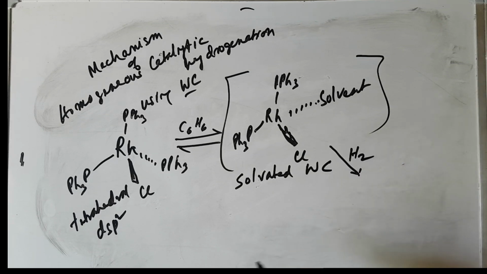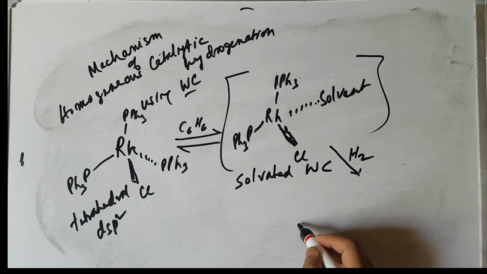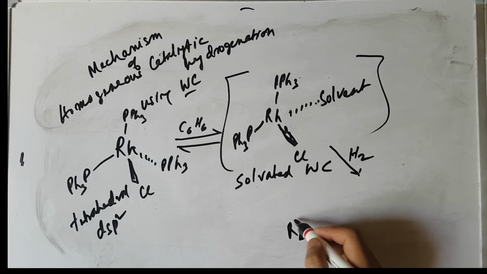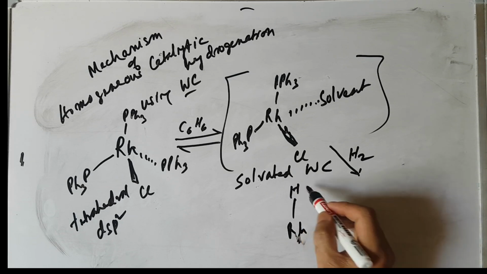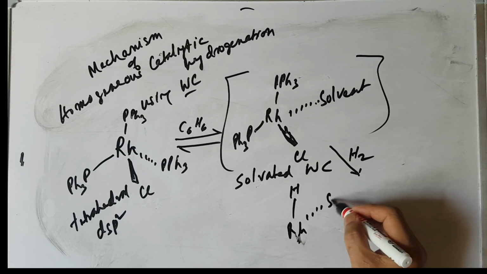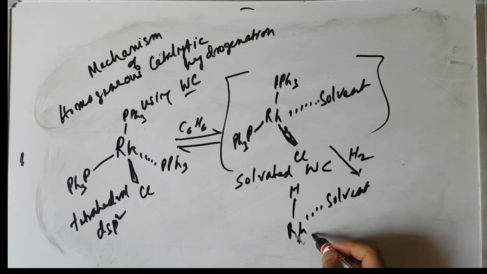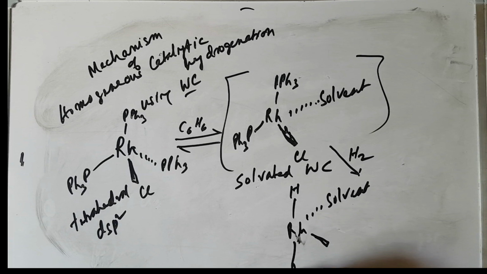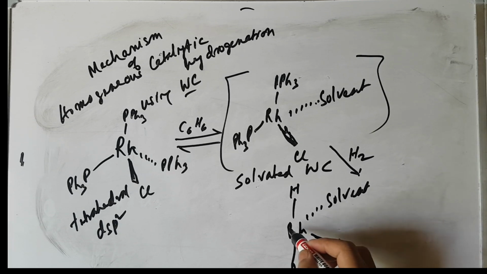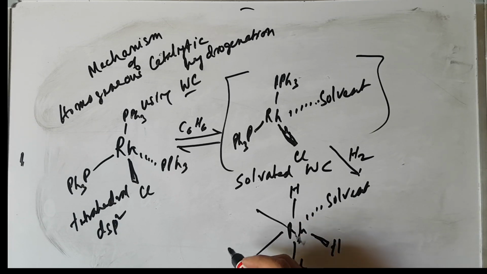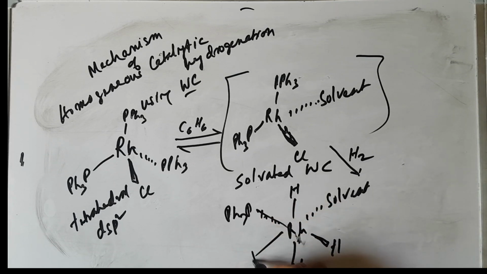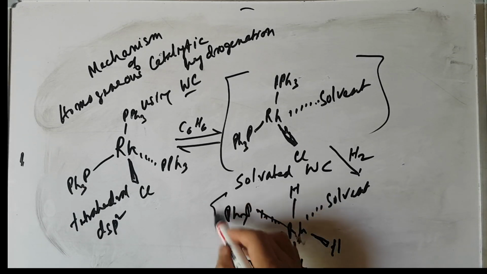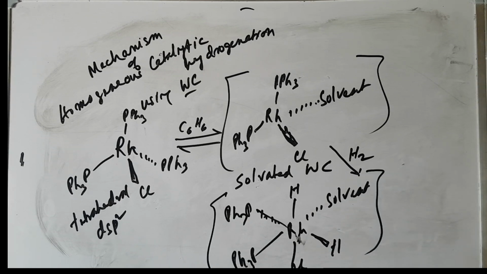Then next you react it with hydrogen. The gas is bubbled into this. Then you get this intermediate: rhodium with hydrogen, and this is solvent, this is chloride, another hydrogen here, and the PPh3. So we get this with two hydrogens, which is also an intermediate. Now two hydrogen atoms are added.